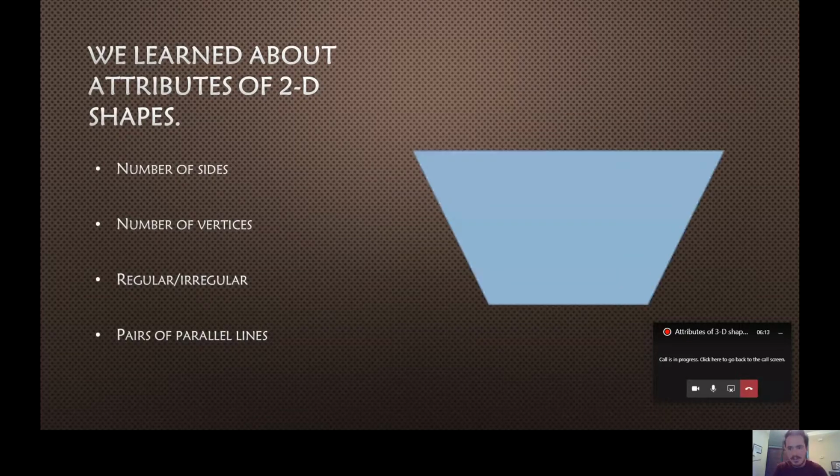So let's look at this shape. This is a quadrilateral because it has how many sides? Right, 4 sides. And it's also a trapezoid because it only has 1 pair of parallel lines. So let's talk about those attributes of this trapezoid. How many sides does it have? 4. How many vertices does it have? 4 vertices.